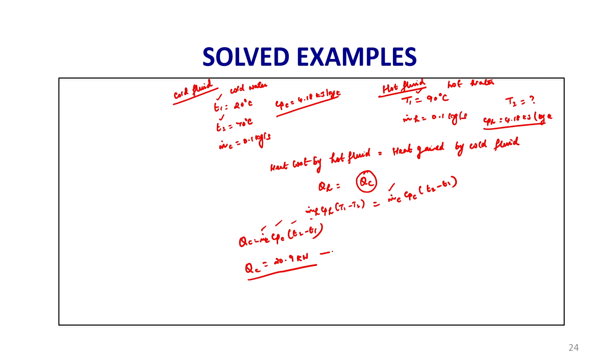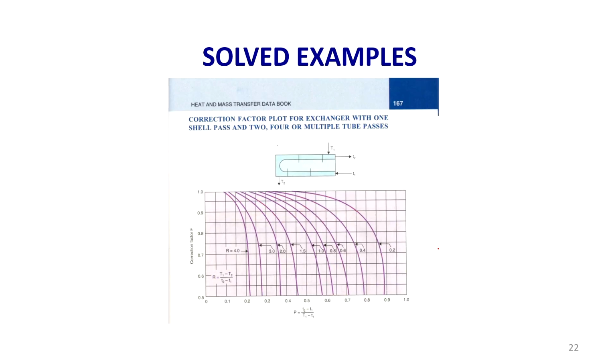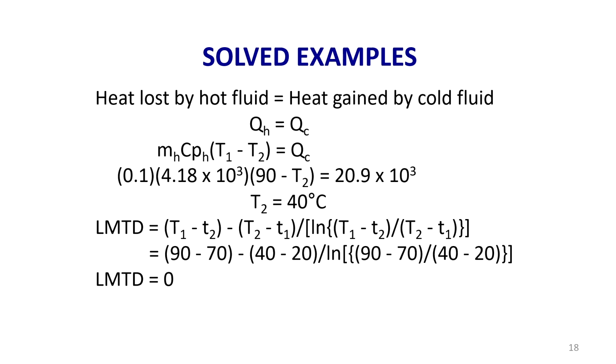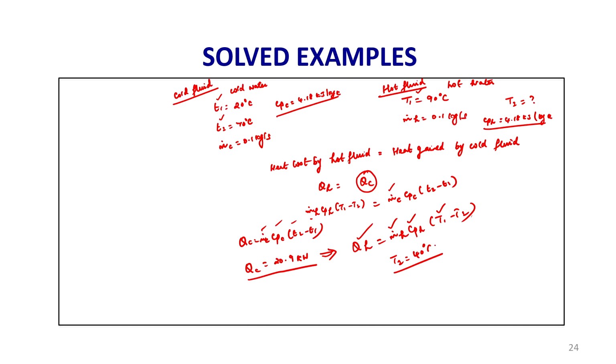This is nothing but the heat lost by the hot fluid, which is m dot H Cph into T1 minus T2. Whatever heat is gained by the cold fluid is equal to the heat lost by the hot fluid. m dot H is given, Cph we know, the specific heat of water, T1 is given. So, the only unknown is T2. Using this formula we can find the outlet temperature of the hot fluid. If you calculate, you will get 40 degree centigrade. So, T2 is 40 degree centigrade.